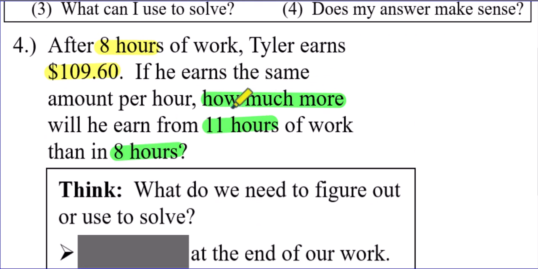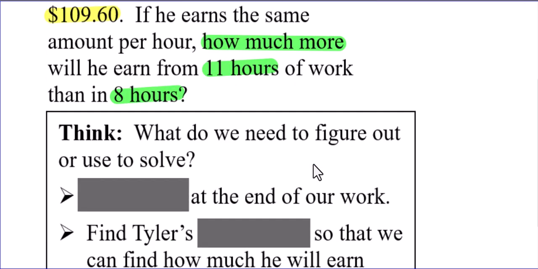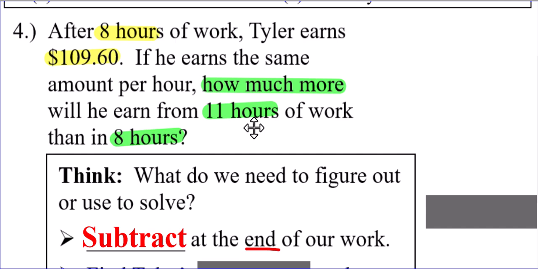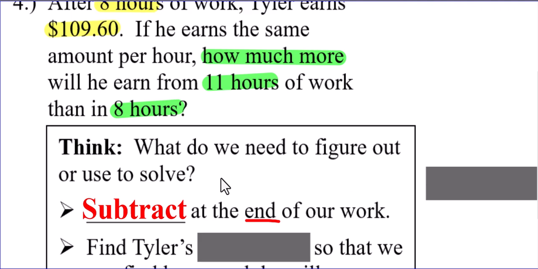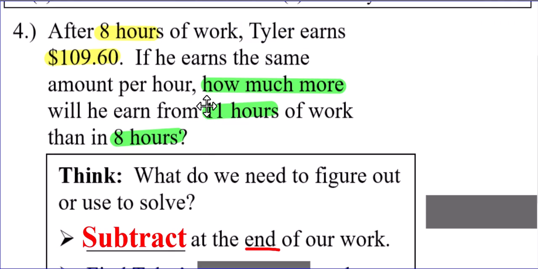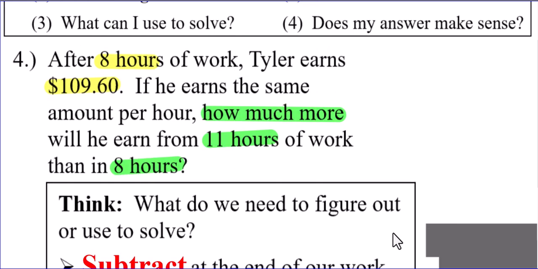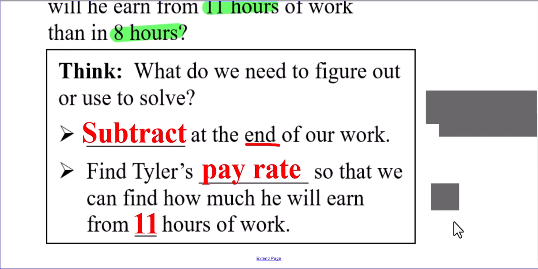From knowing what we are given here, we can start figuring out what we can use to get to that end point. So how much more will I have from 11 than from 8 hours? Well, that's a subtraction problem. So at the end of my work, I'm going to underline that: after I have the amount of money for 11 hours, I can then subtract the amount of money from 8 hours. Okay, cool. But how are we going to find the payment for 11 hours? Well, if I take the 8 hours and $109.60, I can divide and get the unit rate, the pay rate. In other words, how much he would make for 1 hour. And then I can multiply that by 11 to get what he would make for 11 hours of work. So that's one way of solving this.